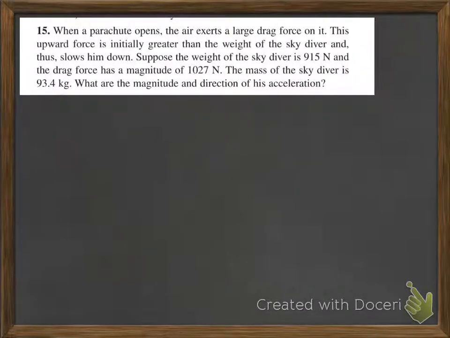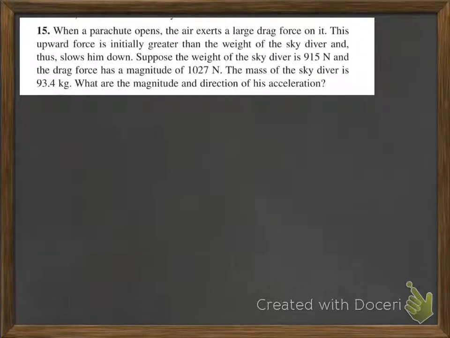Now we have another problem that states when a parachute opens, the air exerts a large drag force on it, so the force pointing up. This upward force is initially greater than the weight of the skydiver and thus slows him down. Suppose the weight of the skydiver is 915 newtons and the drag force has a magnitude of 1027 newtons. The mass of the skydiver is 93.4 kilograms. What is the magnitude and direction of his acceleration?